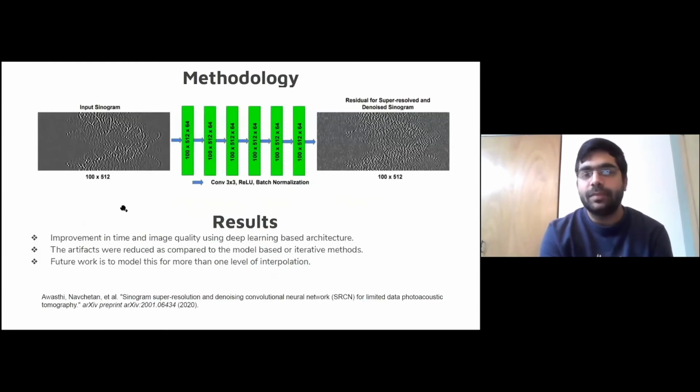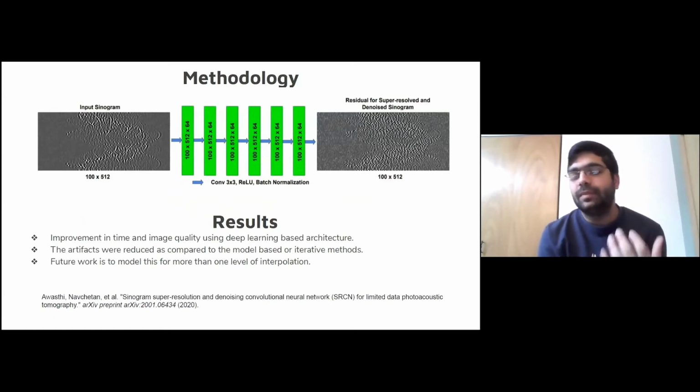We used just a 6-layer CNN model. This is our input sinogram, which you can see is very bad. This is the residual: if you subtract this image from the original, you get the residual. We trained this model, and I have not shown the results here, but the results improved a lot, and the noise was completely removed. You can then use simple back projection techniques, such as we use in CT, computed tomography imaging, and you can see that the images improved a lot. The artifacts were also reduced because we are working directly in the data domain, the sinogram domain.